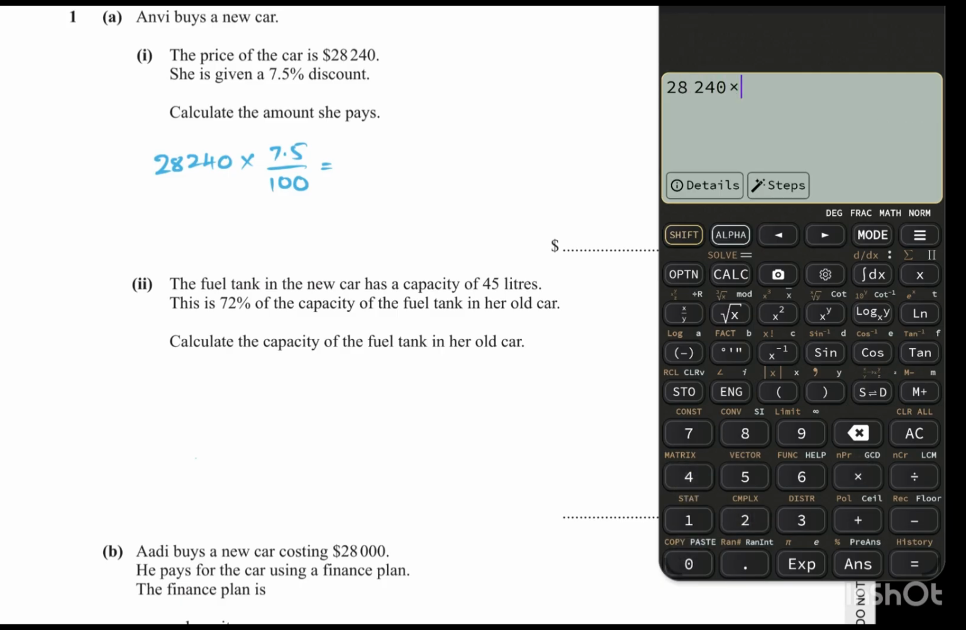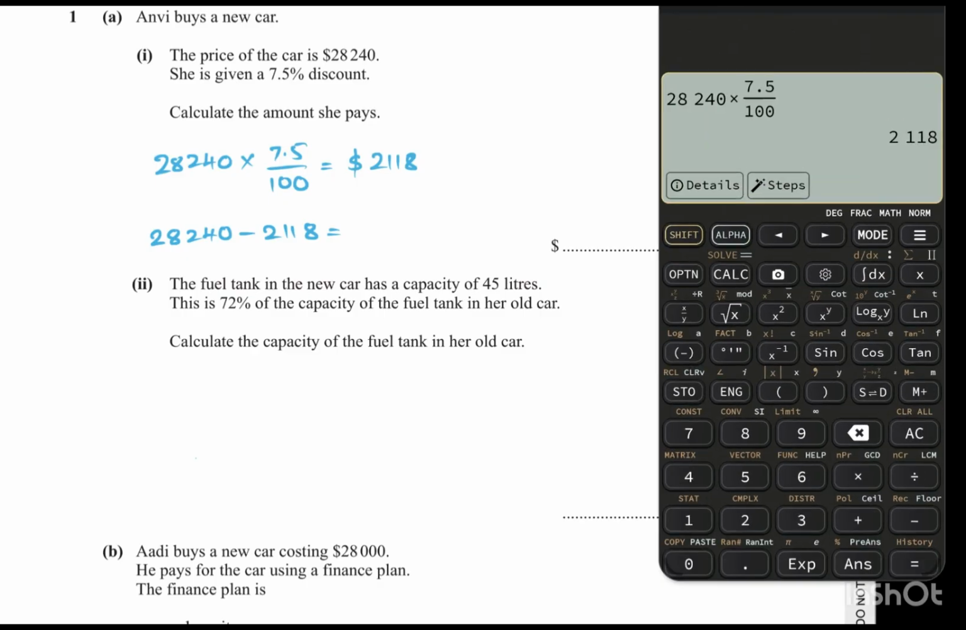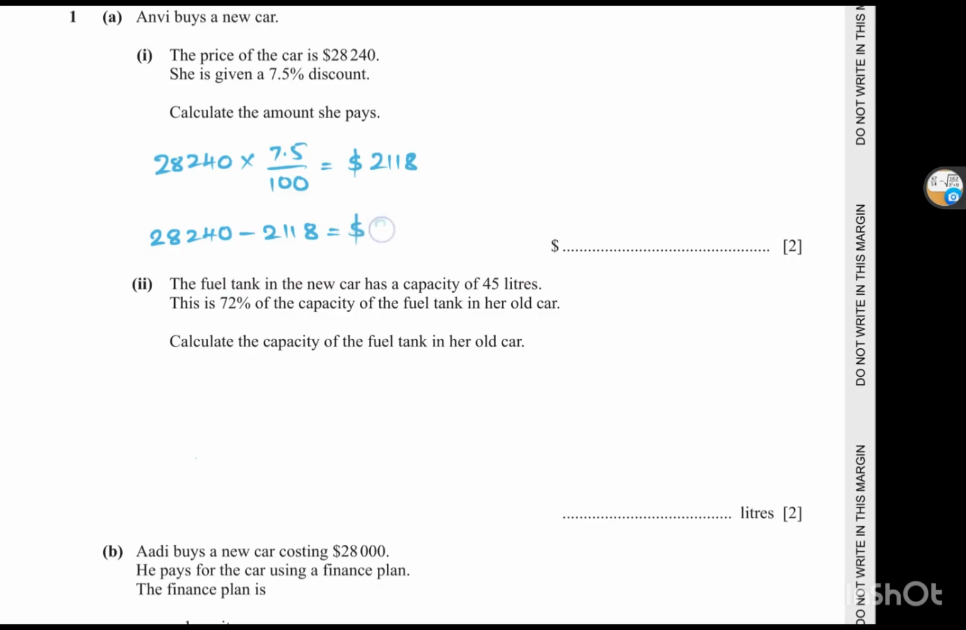28,240 multiplied by 7.5 by 100 is equal to 2,118. This is the discount amount. So we need to find out the amount she paid. So it will be 28,240 minus 2,118. Let us find out that. 28,240 minus 2,118 is equal to $26,122. This is the amount she paid.